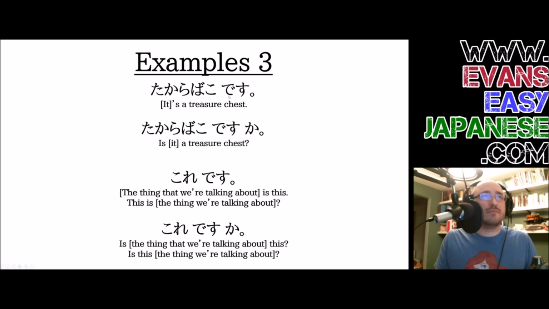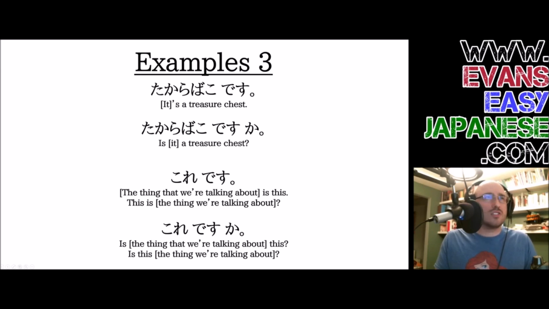We got a noun followed by desu. Noun followed by desu ka. Takarabako desu. Maybe my intonation's not 100% on that one. Takarabako desu. It's a treasure chest. Takarabako desu ka? Is it a treasure chest? Is it like a treasure chest?